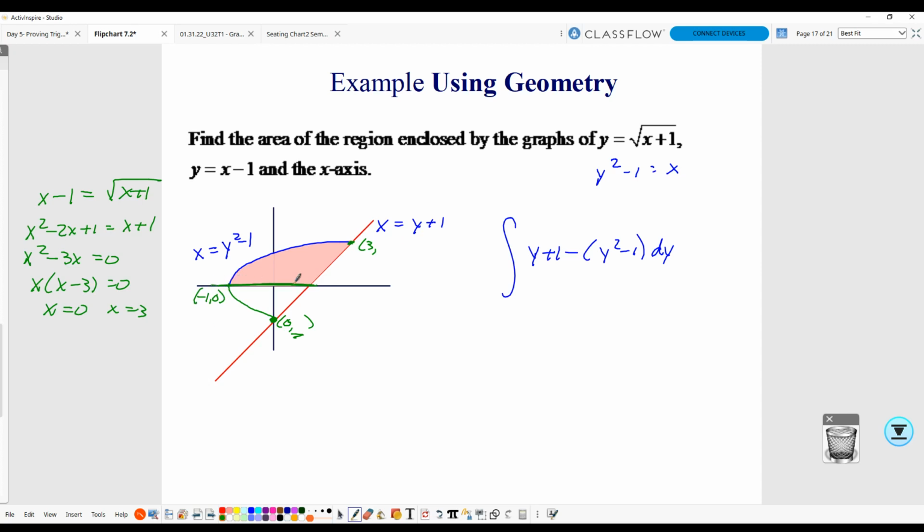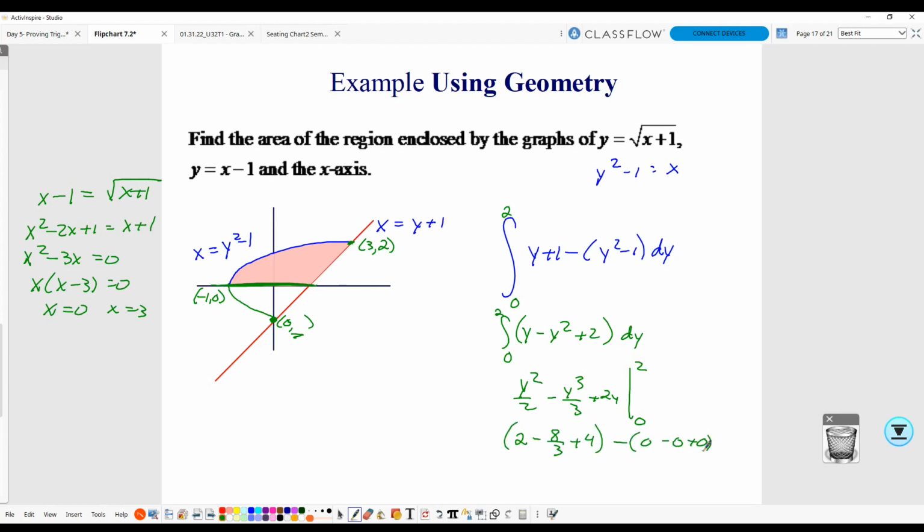Think about that again. This is where it hits the y-axis. What is the y value when we hit the x-axis? The height here is going to be 0. So 0 squared minus 1, x is negative 1. Here, when x is 3, y is 2. All that to figure out now what am I integrating from? The lower y value, which is 0, to the upper y value, which is 2. y squared over 2 minus y cubed over 3 plus 2y, integrating from 0 to 2. And 6 minus 8/3, I get 10/3.